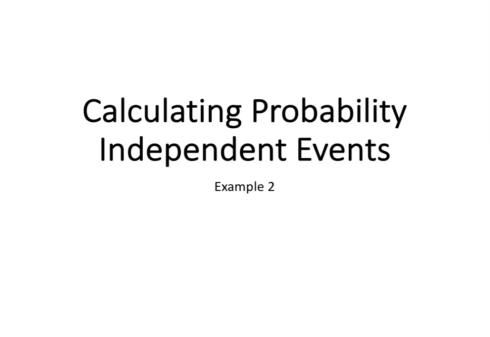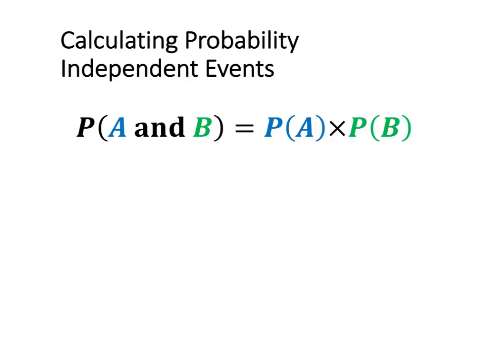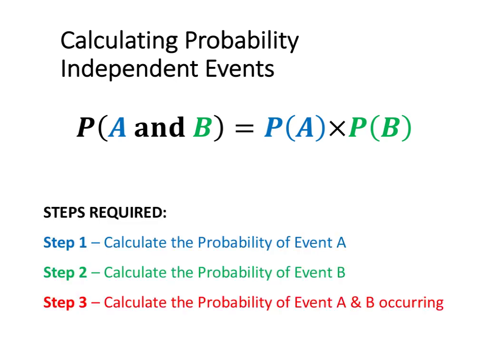In this video, we're going to have a look at calculating the probability of two independent events occurring. To calculate the probability of independent events, for example the probability of events A and B, we multiply the probability of event A by the probability of event B. So let's have a look at the steps that would be required.